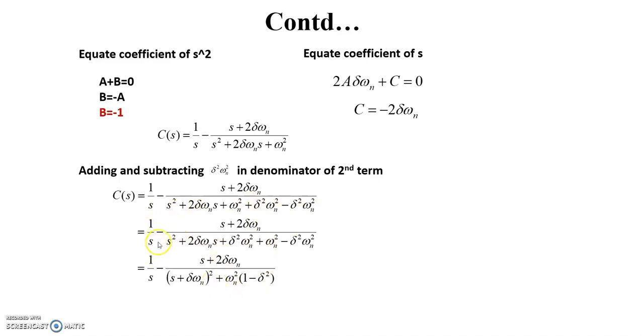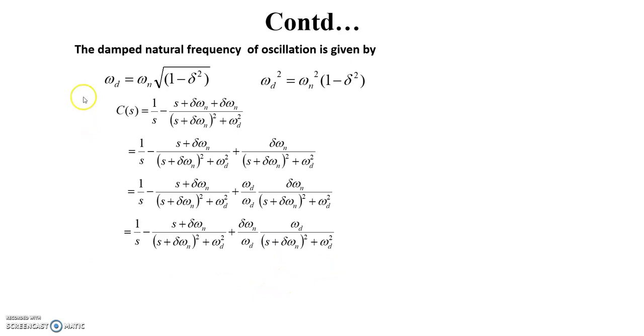Okay, so that is 1 by S minus (S plus 2 zeta omega n) divided by (S square plus 2 zeta omega n S plus zeta square omega n square). You can combine these three terms. This is nothing but an A plus B whole square form. Here, in these two terms, take omega n square as common, so omega n square into (1 minus zeta square). You already know what omega d is: omega d is omega n into root of 1 minus zeta square. You can substitute omega d square instead of that.